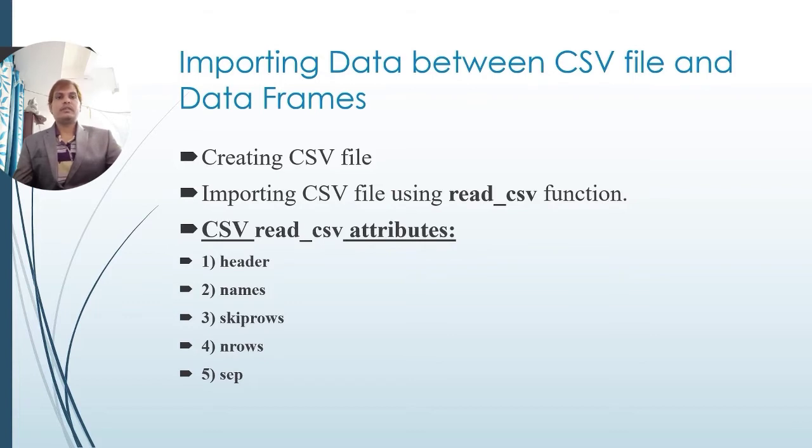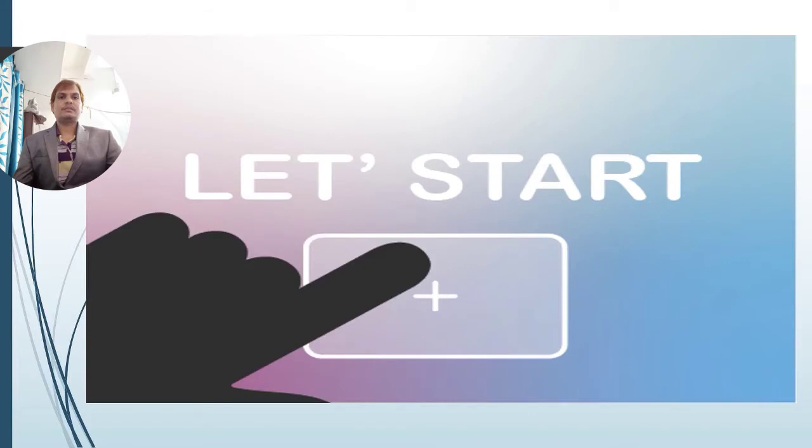Some attributes we will see, like header, if you want to display column names. If you don't want to display them, you can use none. Names, you will display your own defined column names. Skip rows, how many rows you want to skip. N rows, how many rows you want to display. And separator. Apart from comma, we can use any other separator also, that we will see in this example. So let's start.